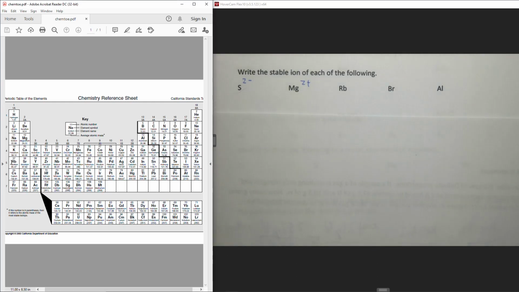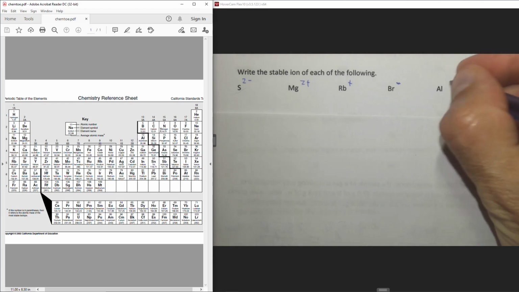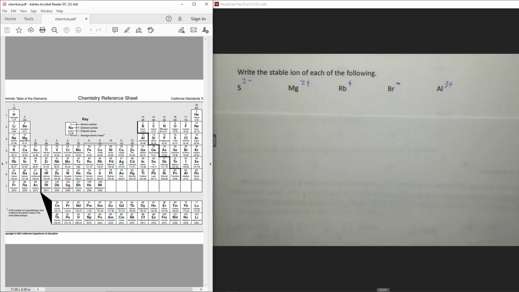Rubidium, which is right here, is in 1A, so it likes to lose an electron. We don't write +1, we just write plus. Bromine is a halogen, so it's in 7A. It likes to gain an electron. We just write minus, not -1. And aluminum is in 3A, so it likes to be 3+, like so.